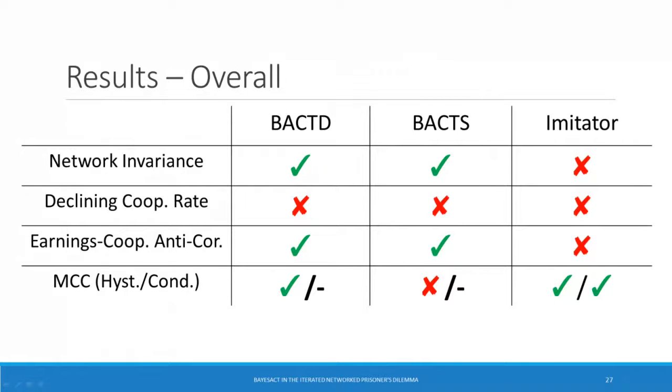So looking at the overall scorecard, we find that our BayesACT D agents have like 2.5, 3 if you're generous. Successes, BayesACT S, I think that's 3.5. Then 2.5, 3. Here we have 2 to 2.5, and for the imitators, just the one thing that they do well.